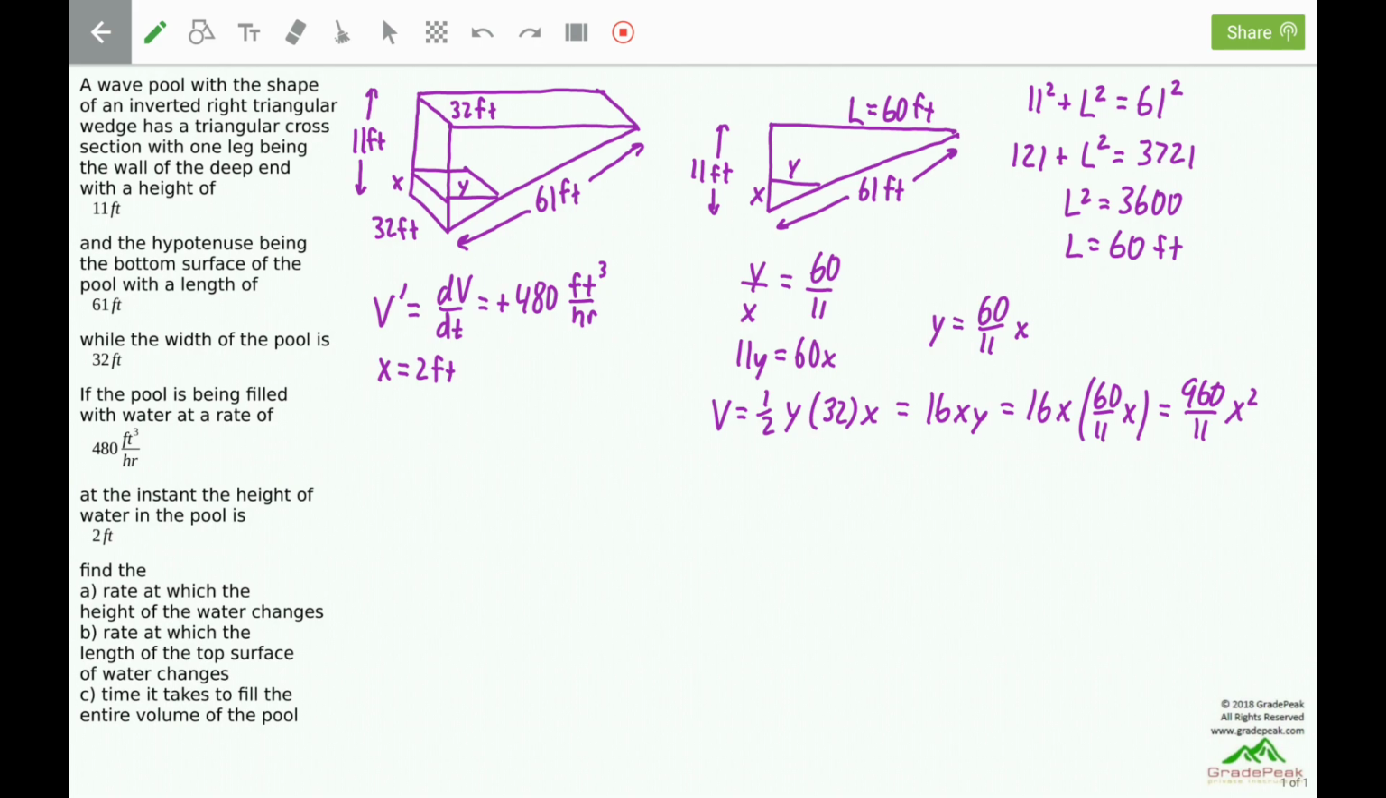There's our related variables equation between the volume of water and the height of water. And we can therefore take the time derivative of both sides of that. So I have the volume equals 960 over 11 x squared. We take the time derivative indicated by a prime on both sides. Every variable is implicit with time. The derivative of the left will be a 1 times v prime. And on the right, we bring the power down. So that'll give us 1,920 over 11. Subtract 1 from the power and then multiply by the derivative of the inside.